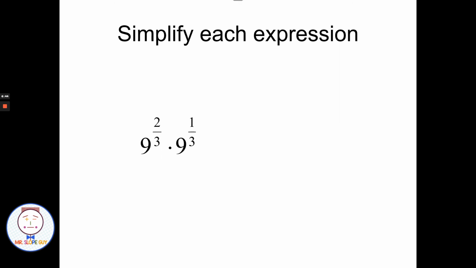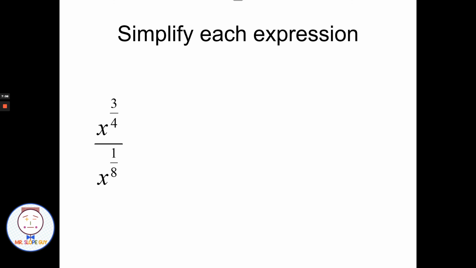How about 9 to the 2/3 times 9 to the 1/3? I'm multiplying with the same base. I add my exponents, 2/3 and 1/3, and get 3/3, and 3/3 is the same as 1. So 9 to the first power, or just plain good old number 9.